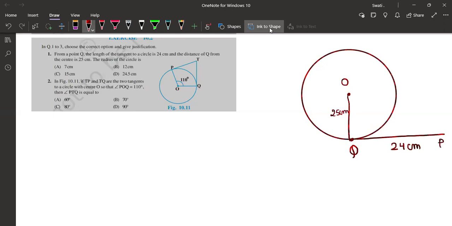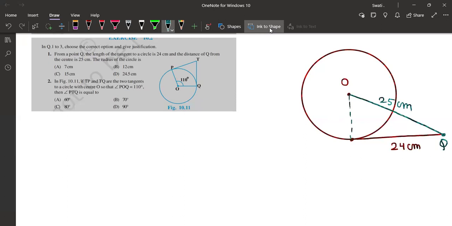The question is, sorry, one second. Okay, so we have to name it differently. This is not given 25 centimeter. You can notice from a point Q. Okay, so this is a point Q and not this. So from a point Q, the length of the tangent to a circle is 24 centimeter. Now this is 24 centimeter. And the distance of Q from the center is given 25 centimeter. Okay, we have to find out the radius of the circle.